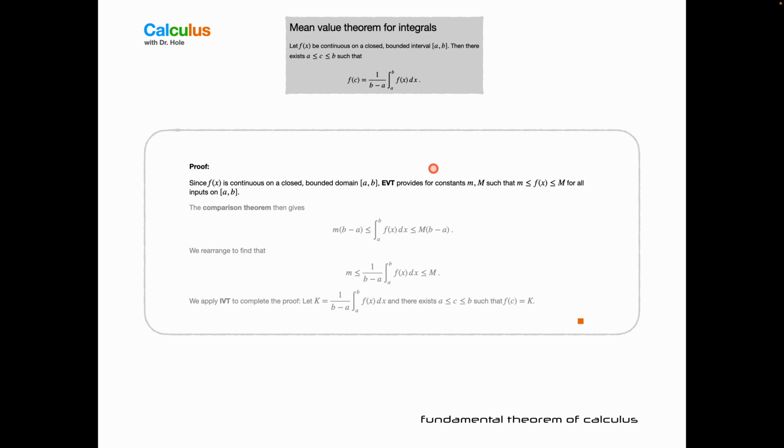Okay, let's prove this MVT for integrals. Here's the statement that we just read, and here's the proof. We're going to see that there are three pieces that we can look at. Let's first start off by using that assumption that the function is continuous on a closed bounded domain. That is exactly the requirement of the extreme value theorem. Hence, the function will have extrema, little m and capital M. Here's that statement.